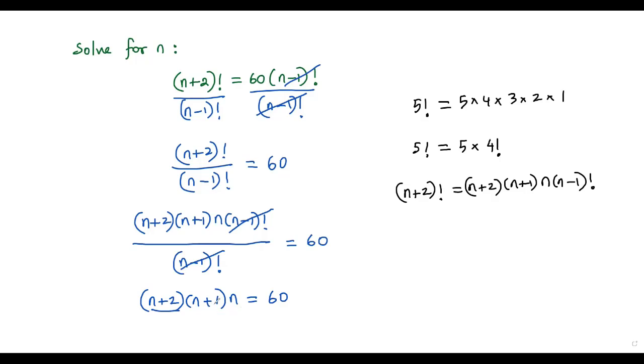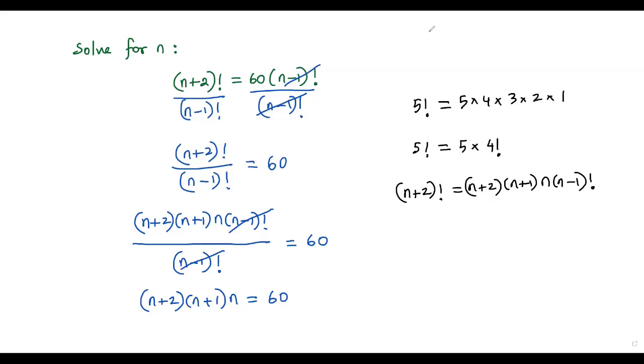So what I'm going to do is write this number 60 on the right side as a product of 3 consecutive numbers in descending order. Then I can compare the 3 numbers on the left with the 3 numbers I get on the right, and I can easily solve for n. That's my idea. How can we get 60 as a product of 3 consecutive numbers?